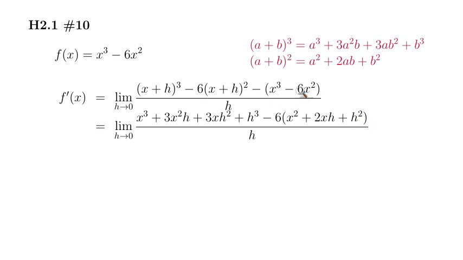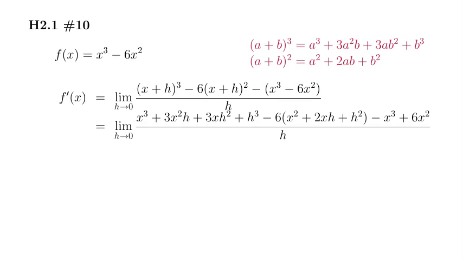For the last two terms, I'm going to simply distribute the negative to x cubed. So you're going to have minus x cubed. Then distribute the negative sign, so it's going to be plus 6x squared. So we get that.